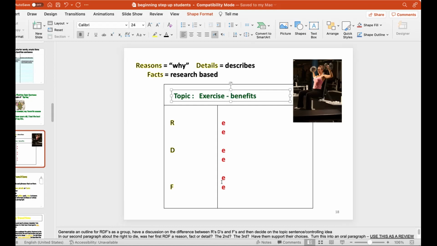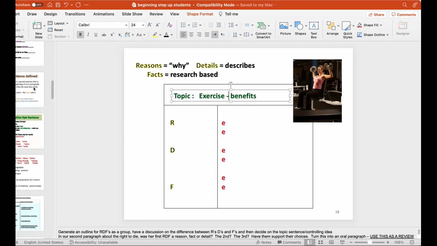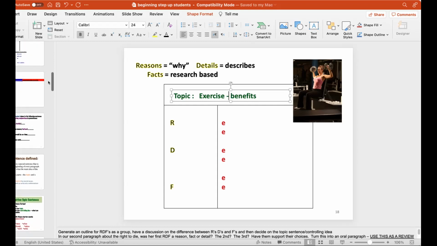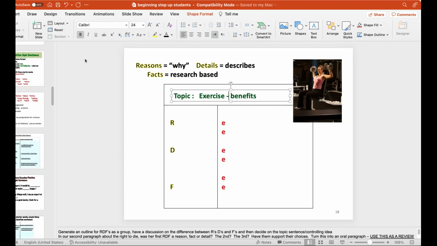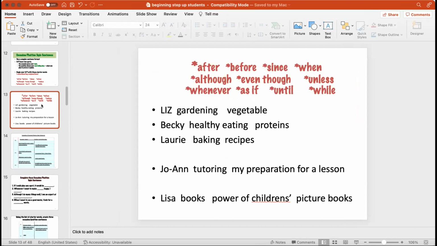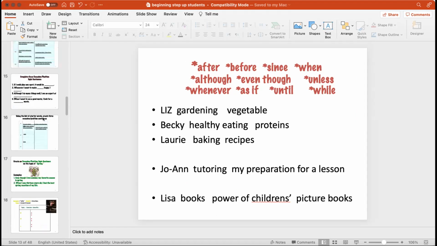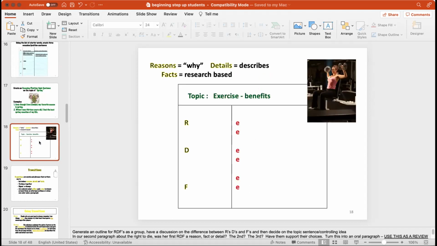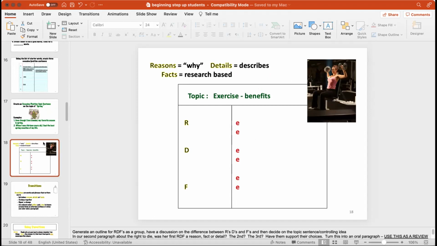So a really cool thing would be to go back to this slide, where you all had a topic and a controlling idea. And you could take that topic and controlling idea and say, can you name three reasons that children's books help you solve problems, Liz? Can you describe children's books that are helpful? Could you make up some facts about why children's books are helpful?